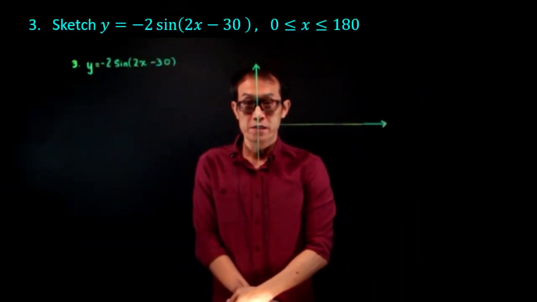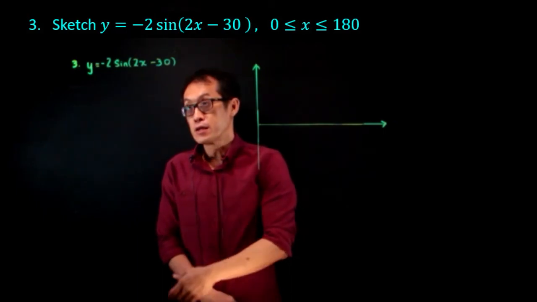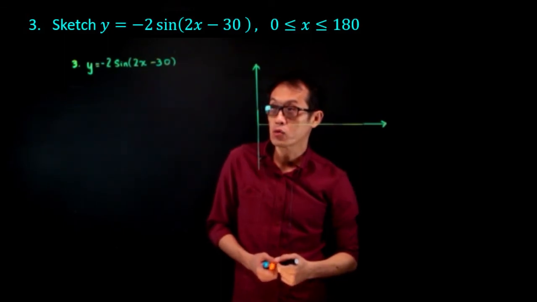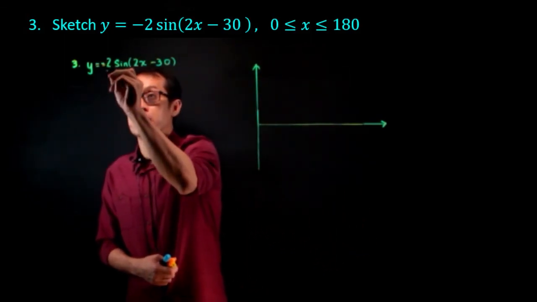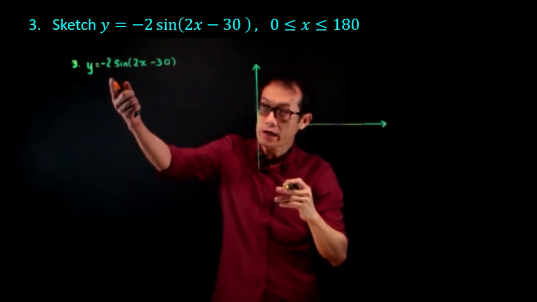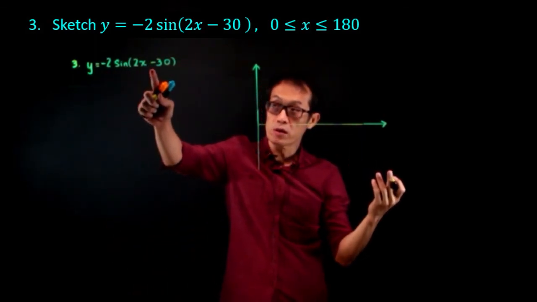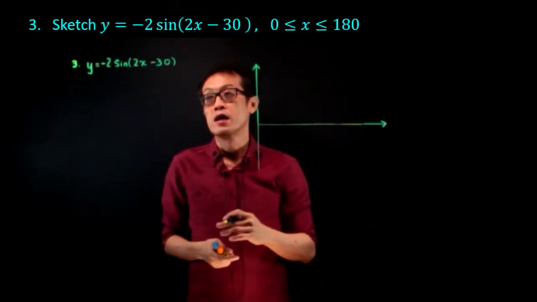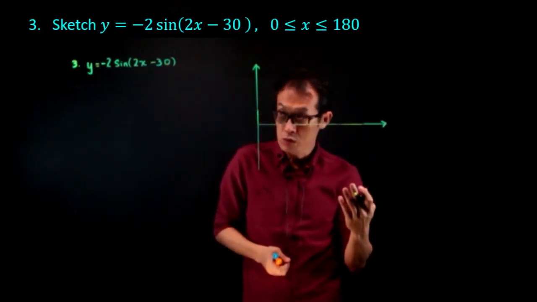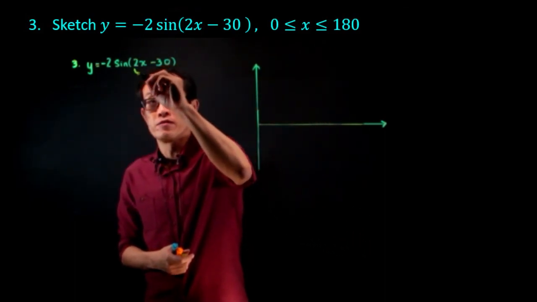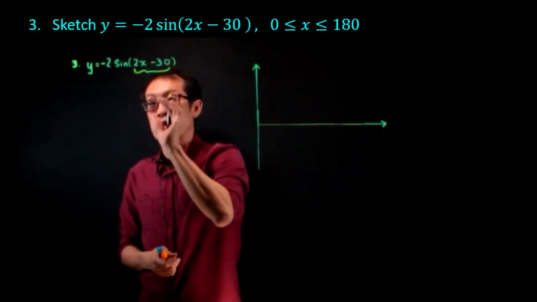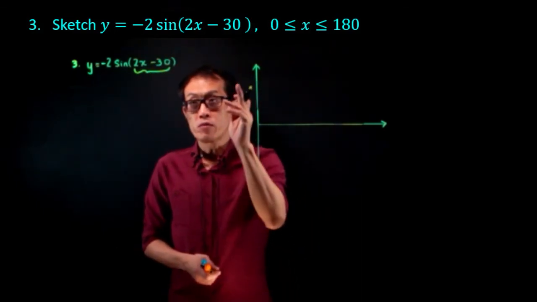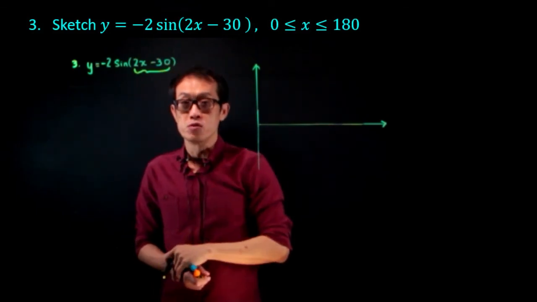Hi, question number 3. Now in question 3, you are asked to sketch y is equals to minus 2 sine 2x minus 30. Now you can do the y transformation first, or the vertical transformation first, or the horizontal transformation first. Either one will do, all right? But for today, I'm going to do the x transformation first. That means this part first. Now, there's two ways to do. One way is to do the 2 first. The other one is to do the 30 first.